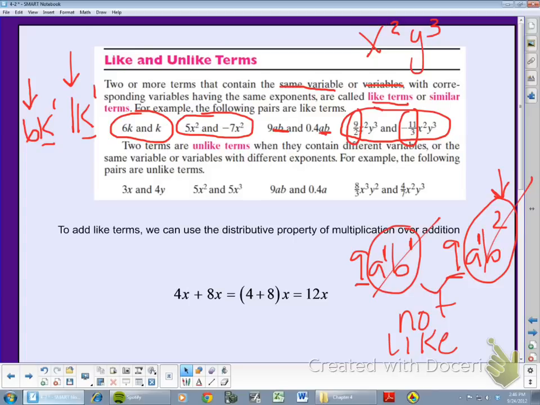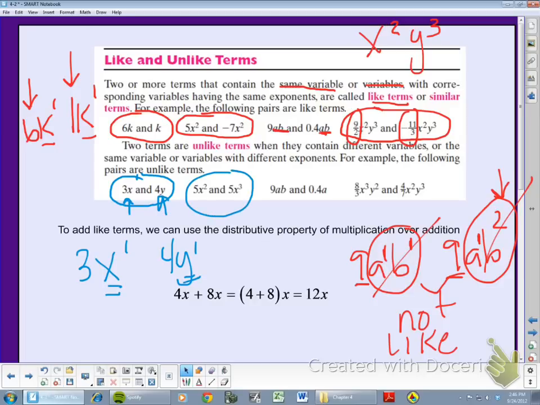Okay, so some examples of unlike terms. Let's use a blue pen for this. Some examples of unlike terms would be 3x and 4y, because that has an x and that has a y. Notice they both have variables raised to the first power. In 3x, the x is raised to the first power, and in 4y, the y is raised to the first power, but you have to have the same variables and the same exponents.